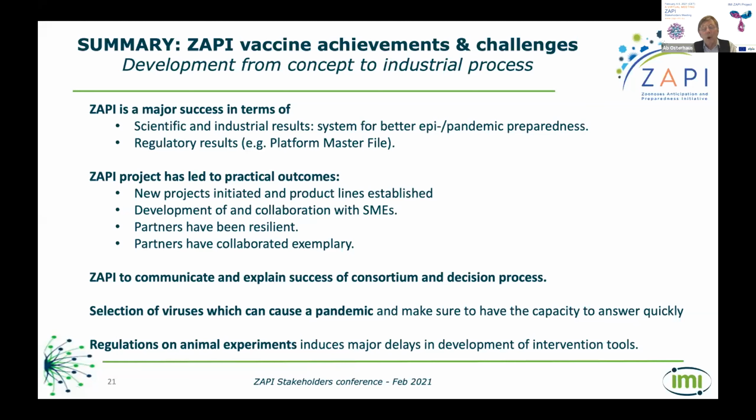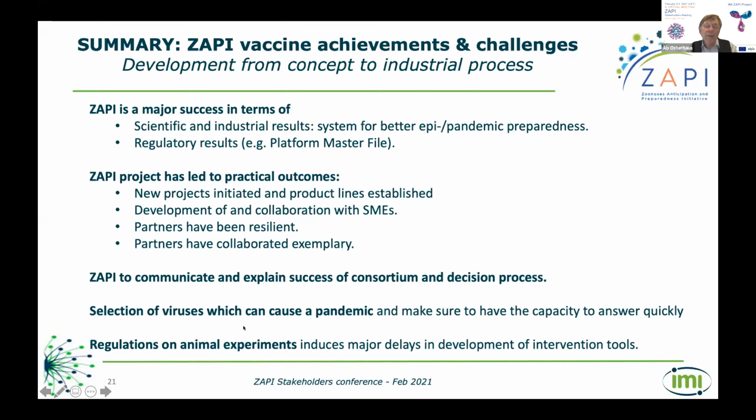New projects, a whole series of new projects has been initiated, development and collaboration with a number of different small and medium enterprises. The partners have been enormously resilient, and I should say the partners have collaborated in a way that I've never seen before. This was really an example of how such a project should be run. Well, ZAPI, of course, has the obligation now to communicate and explain the successes of the consortium, and also of the decision processes that were exercised.